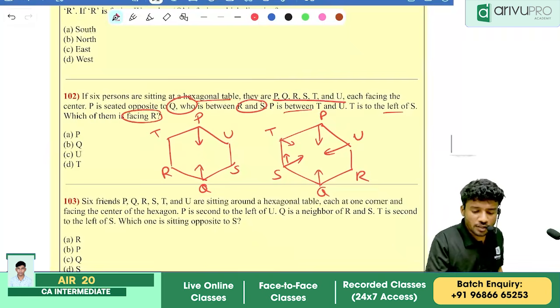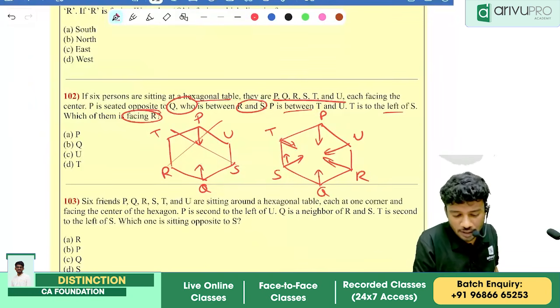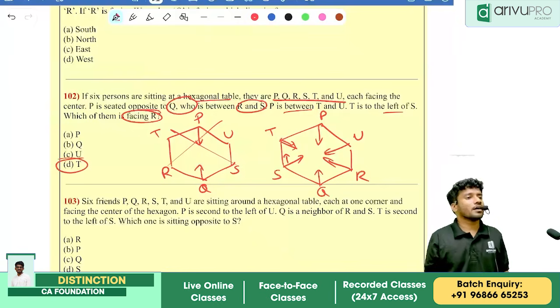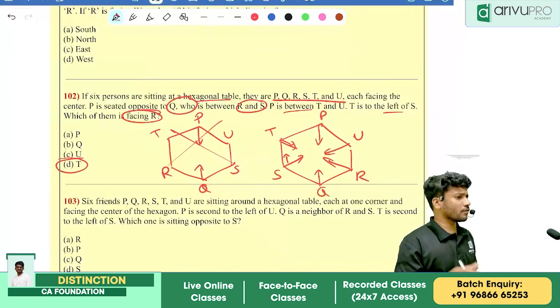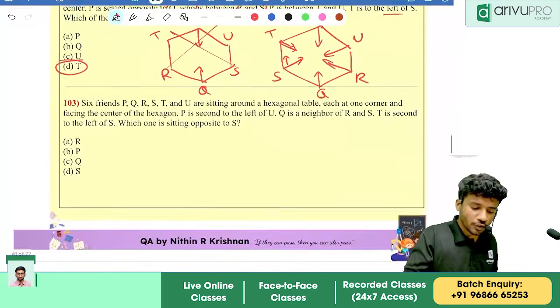Now the question is, who is facing R? T is facing R. Understood? Is it a similar type to our circular arrangement? Yes, same type. Next question for you.